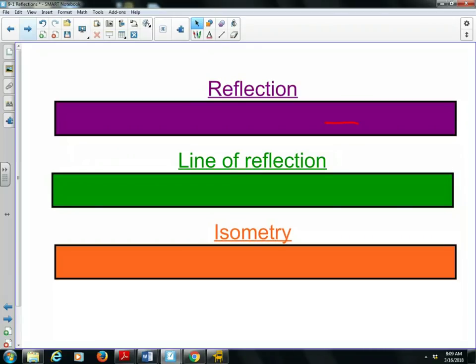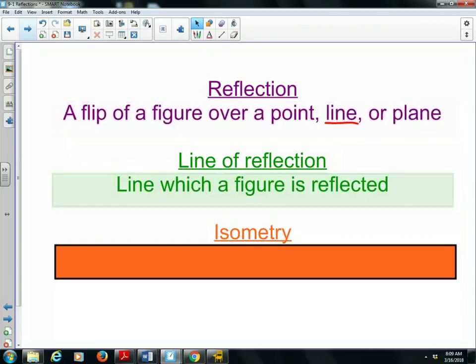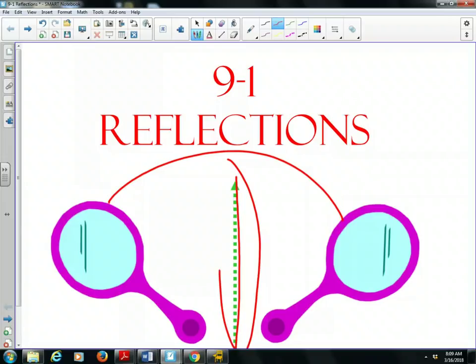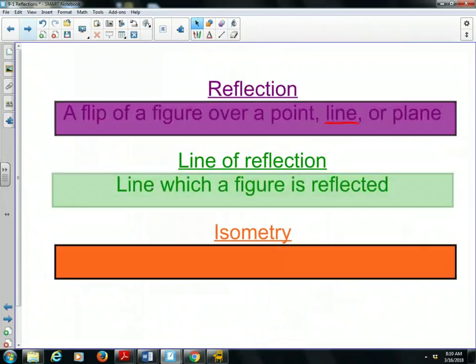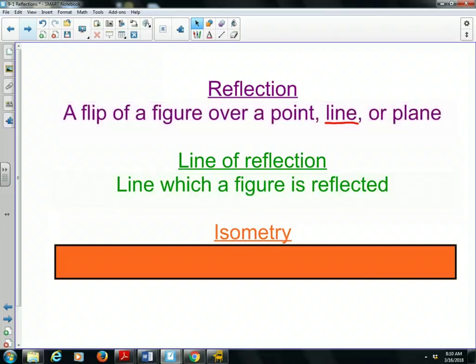When it's over a line, we call that line of reflection the line which the figure is reflected about. So our line of reflection is this line right here in this first example. Okay? So that's our line of reflection, a line which a figure is reflected.